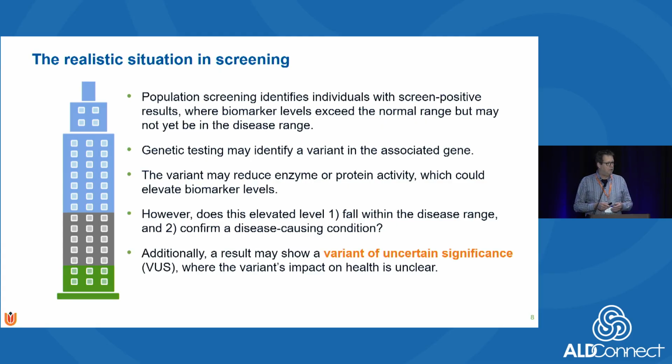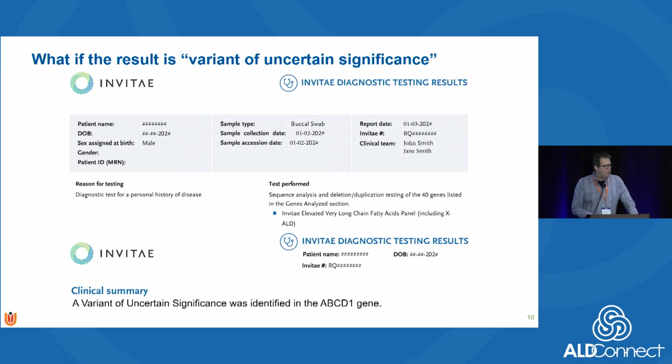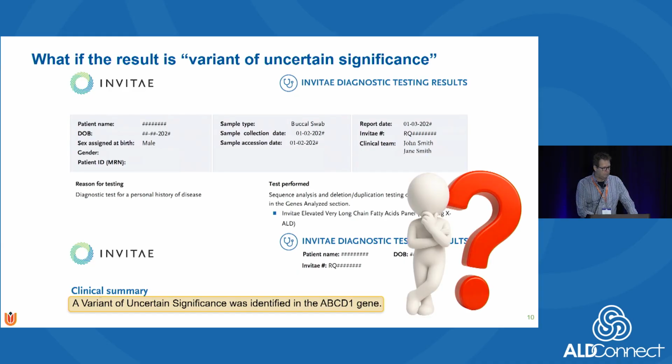And additionally, the result may show variants of uncertain significance. We've heard a lot about it. And in this case, the impact of the variant is completely unclear. And this is an outcome that many families have received. It says, this is a genetic report, and the conclusion is that a variant of uncertain significance has been identified in the ABCD1 gene. Now what?